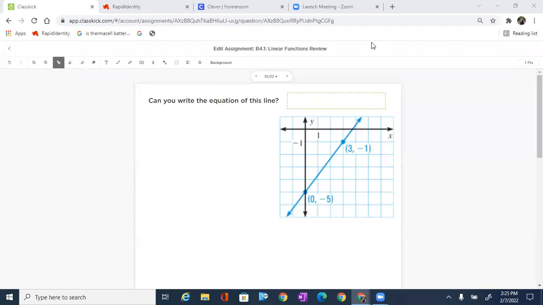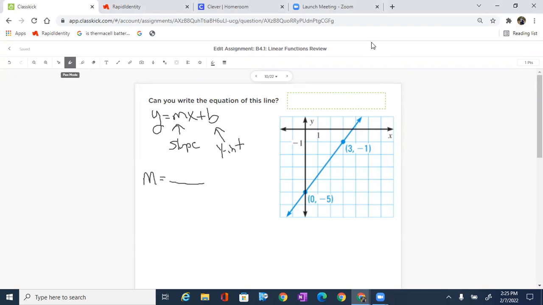All right, let's go ahead and find the equation of a line in slope-intercept form. If you remember, that is y equals mx plus b, where m is our slope and b is our y-intercept. We can do this a few ways. The first thing I'm going to do is line up what we need to find, our m and our b.